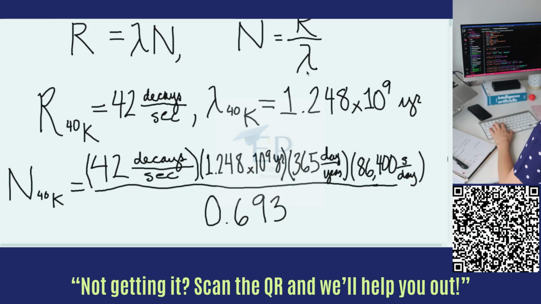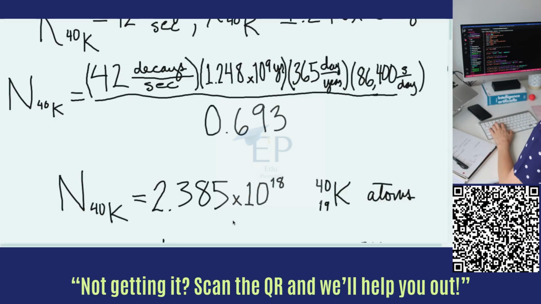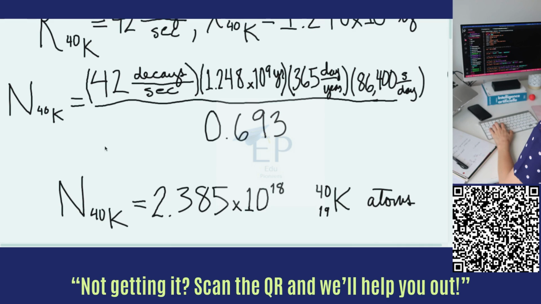And you'll recall that the expression for the decay rate involves a natural log of 2, which has the decimal approximate of 0.69. Since our decay rate is reciprocated in this relationship, this natural log of 2 ends up on the bottom. When you plug in all of these numbers, you'll find that the number of potassium-40 isotope atoms in this 1 liter glass of milk is 2.385 times 10 to the 18th.